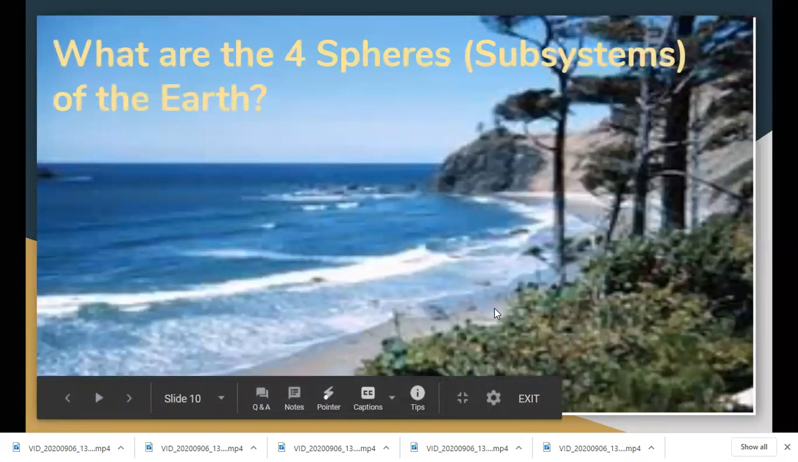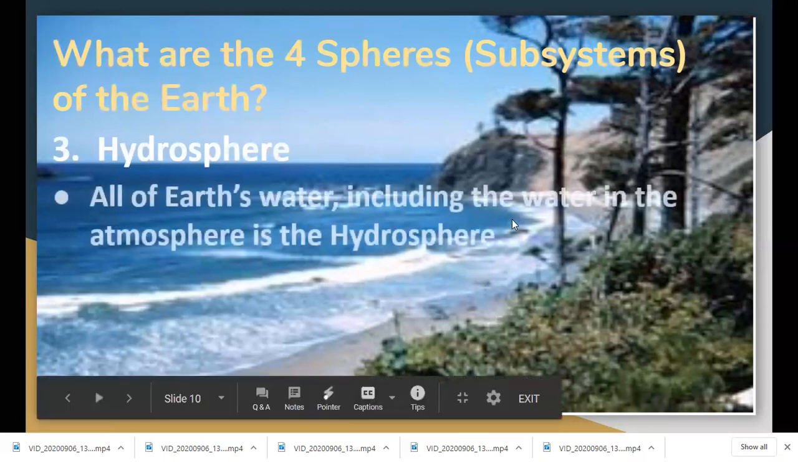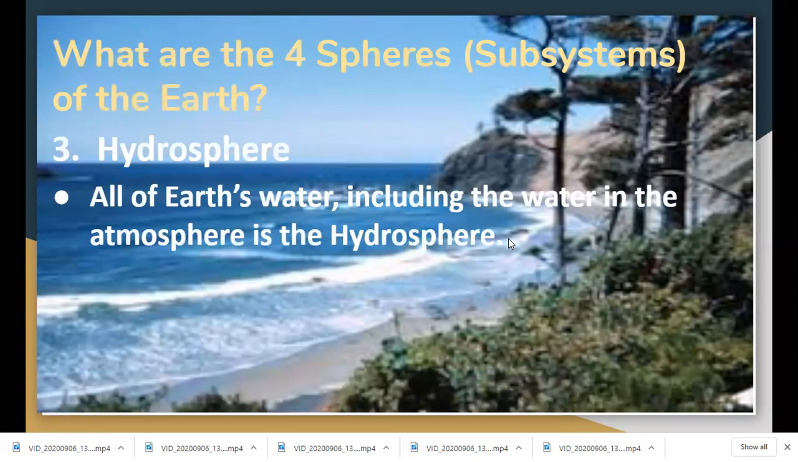Exactly, it's water, right? So that is called the hydrosphere. Hydro means water. All of Earth's water is part of the hydrosphere, including the water in the atmosphere. That is also part of the hydrosphere. There's a lot of water in the atmosphere.